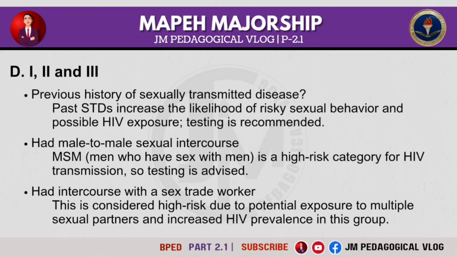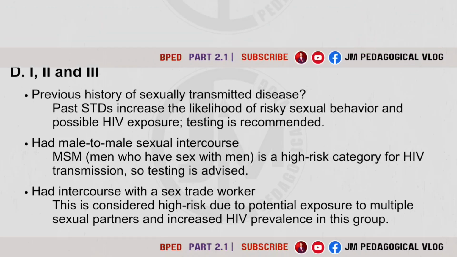Had intercourse with a sex trade worker. This is considered high risk due to potential exposure to multiple sexual partners and increased HIV prevalence in this group.